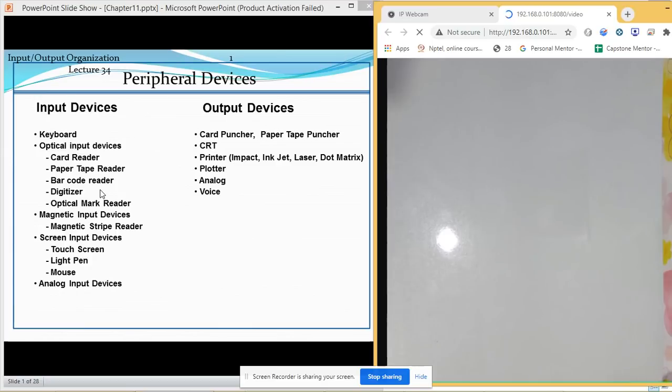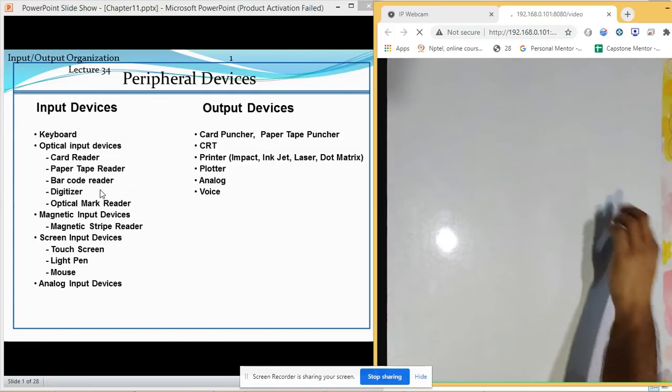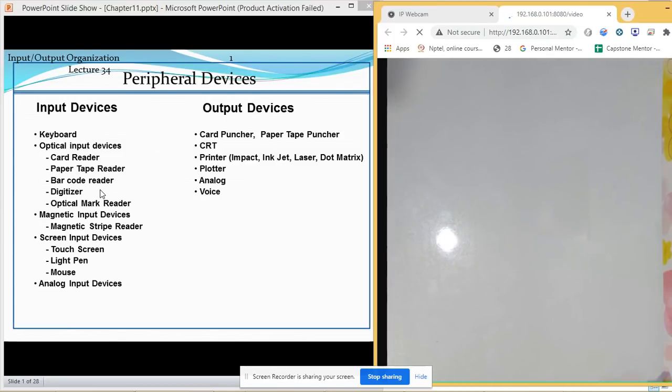After this we have OMR, that is optical mark reader, which is used in your examinations to check your sheets, as well as in banking systems to find out the check numbers. Then we have magnetic input devices. In magnetic input devices, we have magnetic strip readers, magnetic tapes, and magnetic drives, which are used as an input device as well as an output device. Then we have touch screen, light pen, mouse, and there are several analog input devices as well.